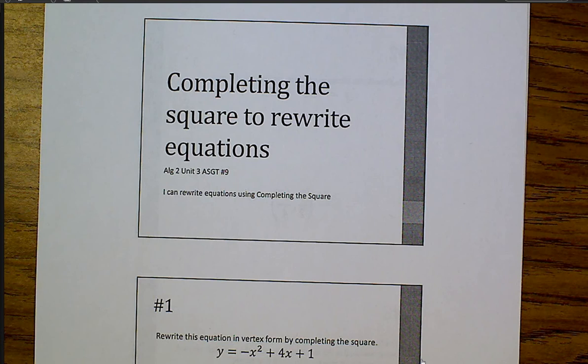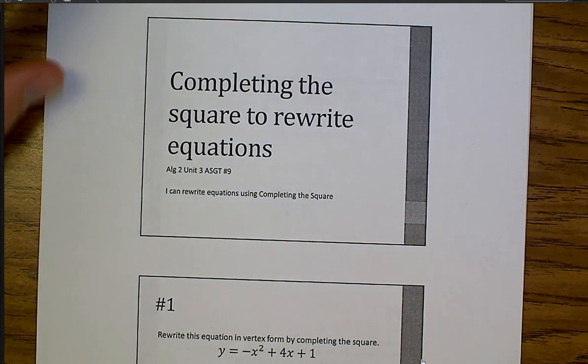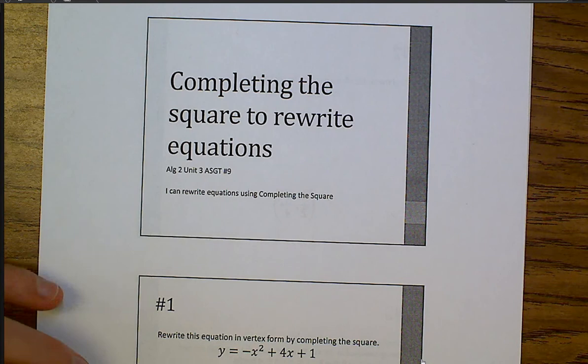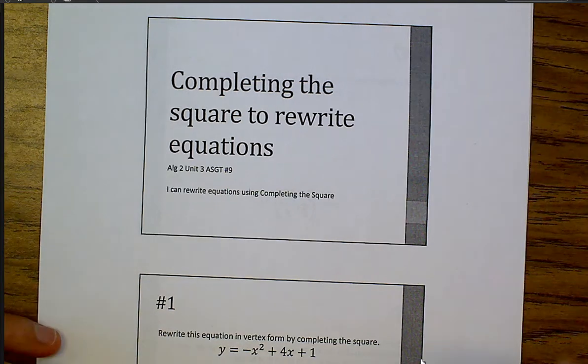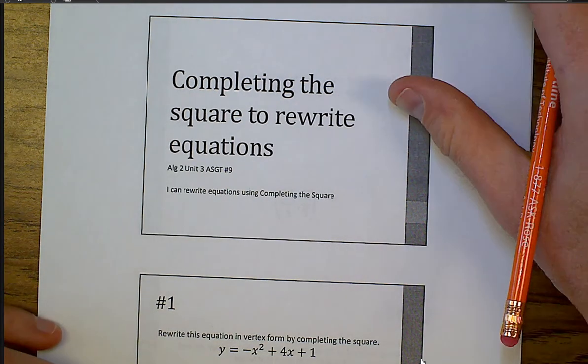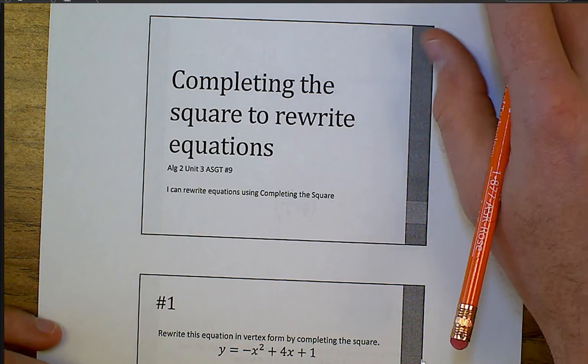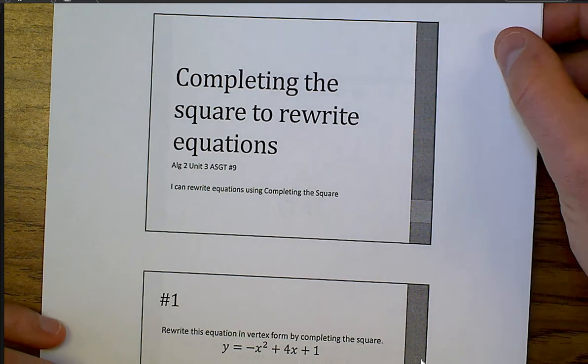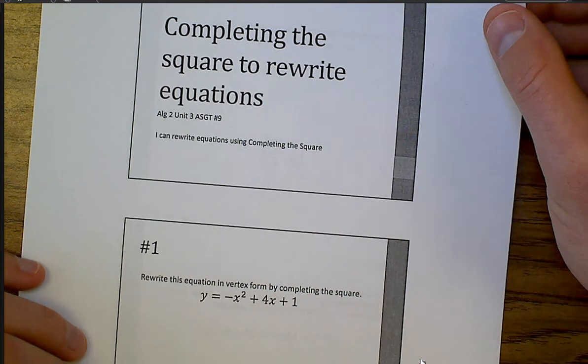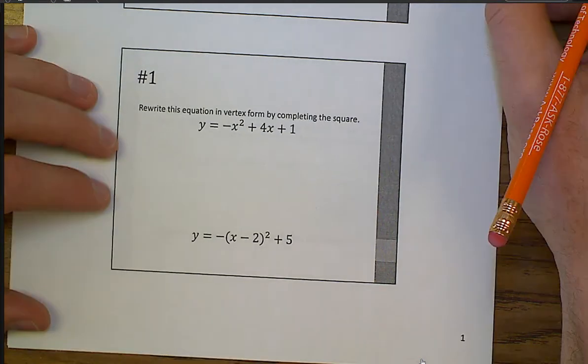Today we're going to be continuing our discussion on completing the square, and we're going to use it in a different way today, and we're going to do that to rewrite equations. It's going to be a little bit different than what you've seen in Lesson 8, but I'm going to try to keep it as close to the same as possible. There's multiple ways you can go about doing this, but I'm going to try my best to keep it as close as I can to what you did in Lesson 8.